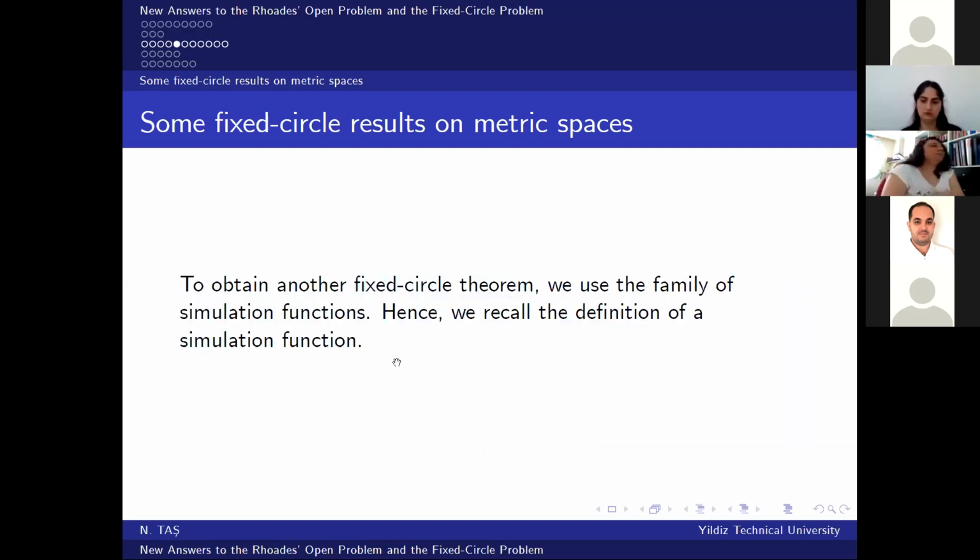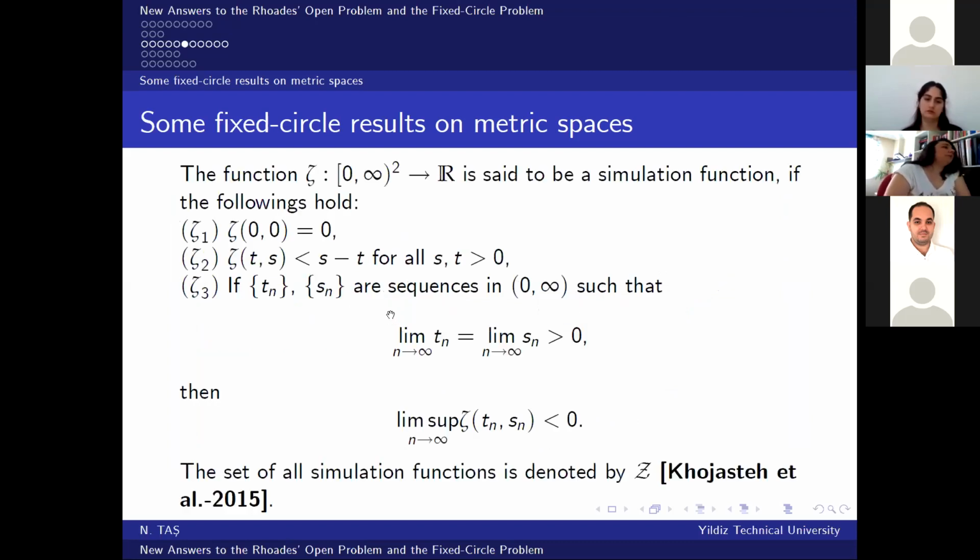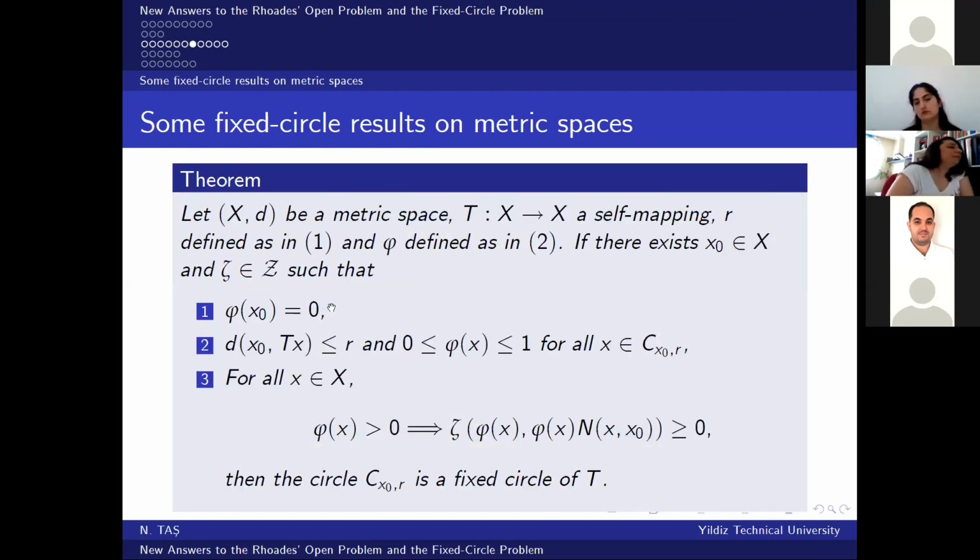To obtain another fixed circle theorem, we use the formula of the simulation functions. Before the main theorems, we recall the definition of simulation functions. If these functions satisfy the following conditions, then they are said to be simulation functions. For details, see these references. Using the family, we obtain other fixed circle solutions, using the simulation functions, the number n used in the strict type fixed point theory, and these are equivalent to molecular type techniques.